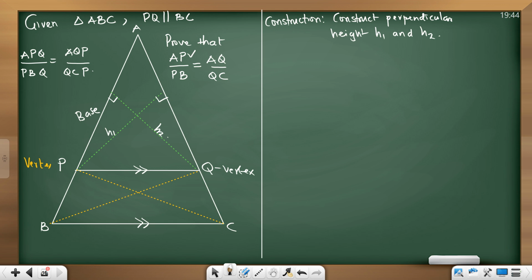Area. Okay, construction. Construct perpendicular height H1 and H2. Join, which line did we join again? PC and what? BQ. We okay? I'm done with my construction. One mark in the bag. Now, go to your triangles that you've labeled. What is the area? Area of triangle APQ over. Remember, they gave you as over. So you put that over there.